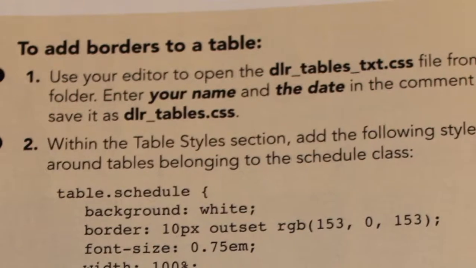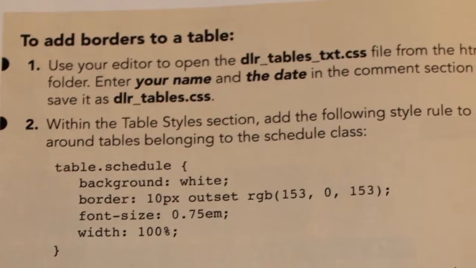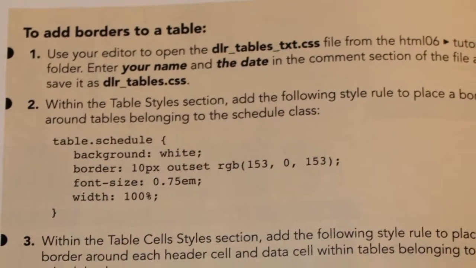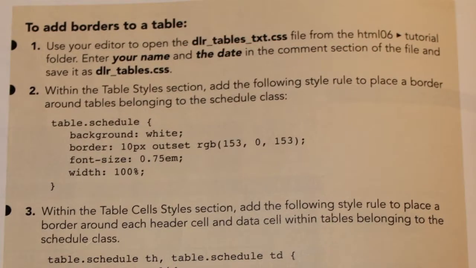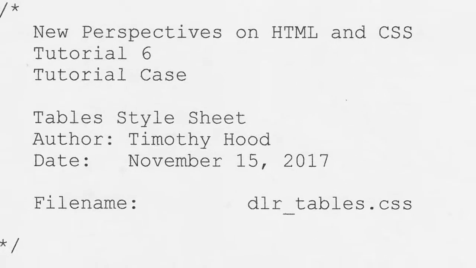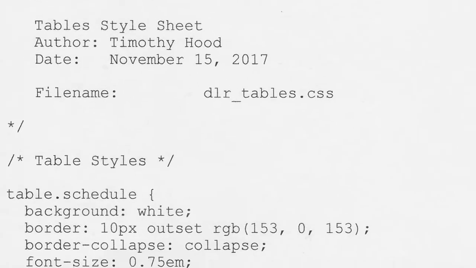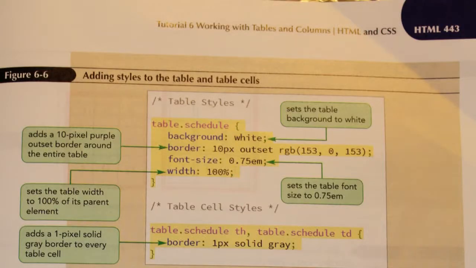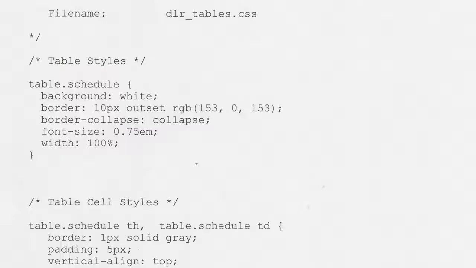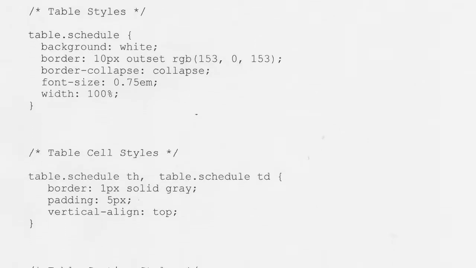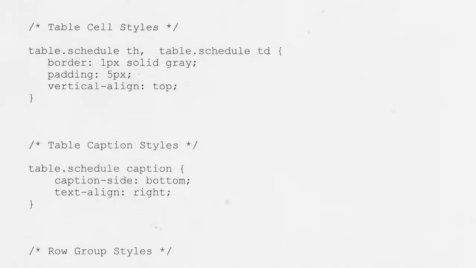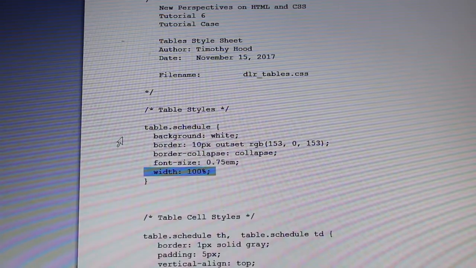txt.css. As always, the first thing you want to do is enter your name and date, and you want to save it. But this time, instead of .html, we're going to save it .css. Now, within the table cell style section, you're going to start adding the following rules. And if you look on page 443, this is what we'll be implementing code-wise. Once we've implemented these changes, we're going to hit save, but I want to take you to that table styles.